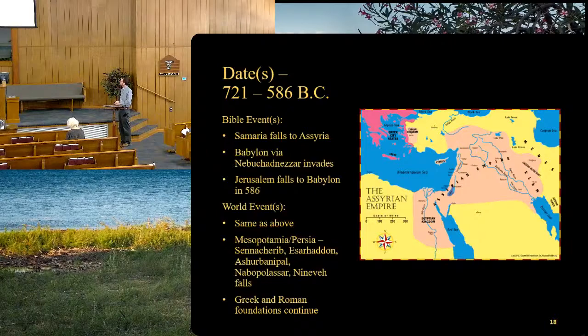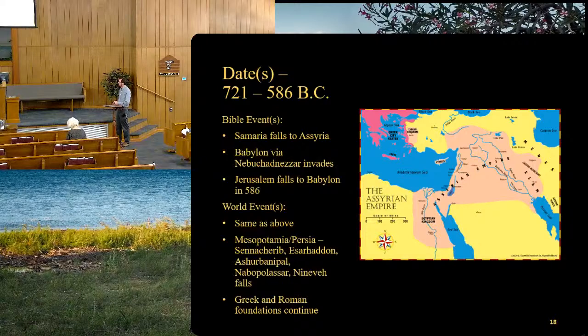It's what's happening in the region at the time. Now, as we move a little bit further in time from the last slide, you have different rulers with Mesopotamia and Persia, other names that you'll recognize in the Bible and from secular history as well, like Sennacherib, Esarhaddon, Ashurbanipal, Nabopolassar, and of course Nineveh, being a city, not a person, but Nineveh eventually falls, the capital of Assyria.